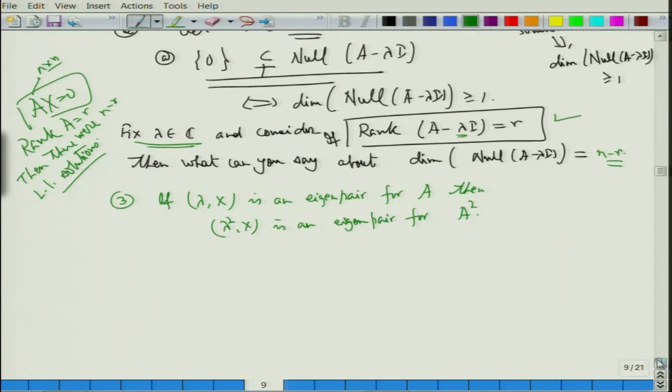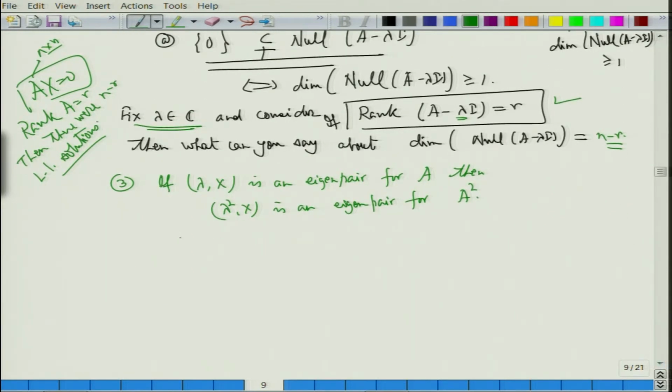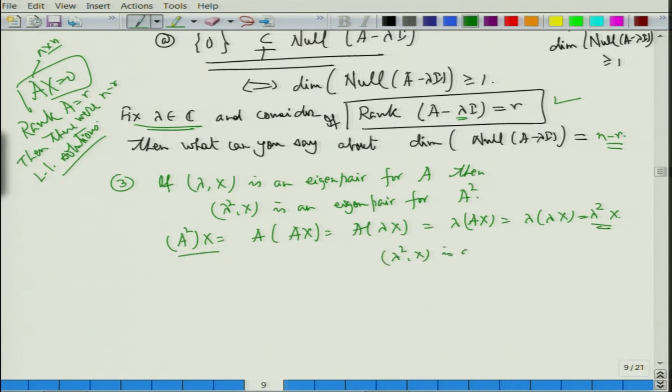Let us try to prove this part, and from there build up an idea. A square of x is A of Ax, which is the same as A of lambda x, which is lambda times A of x, which is lambda times lambda x, which is lambda square x. So you can see here that lambda square comma x is an eigenpair.